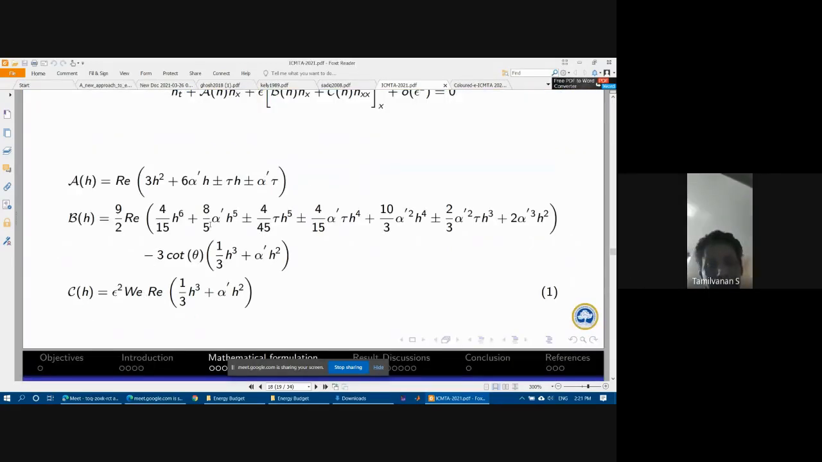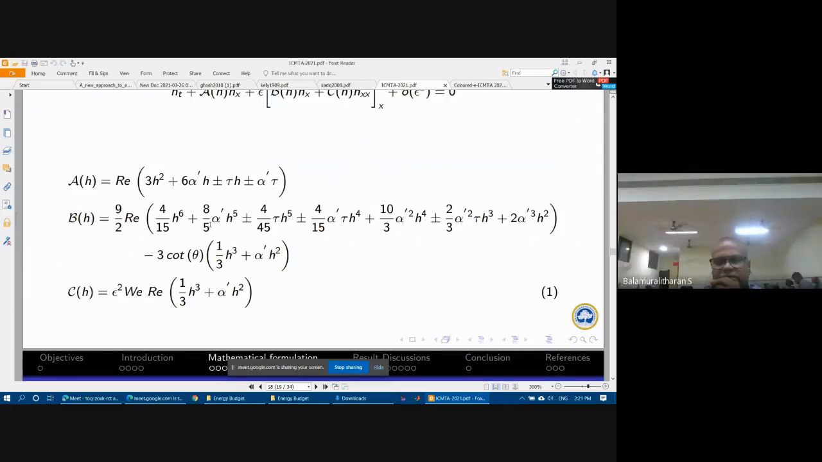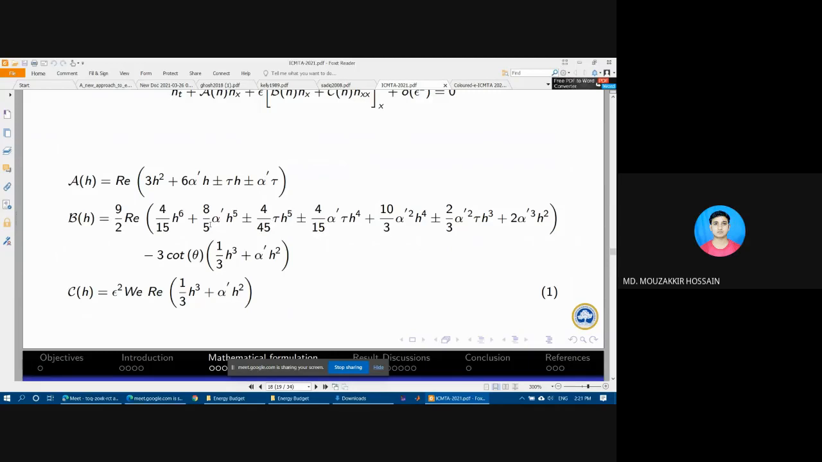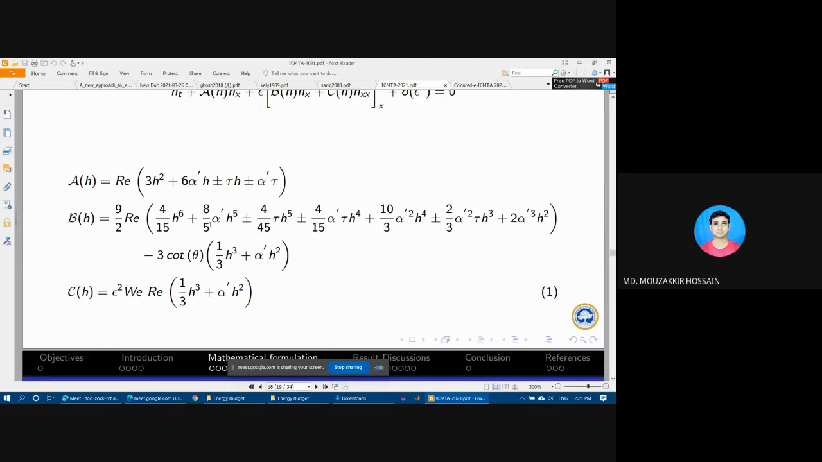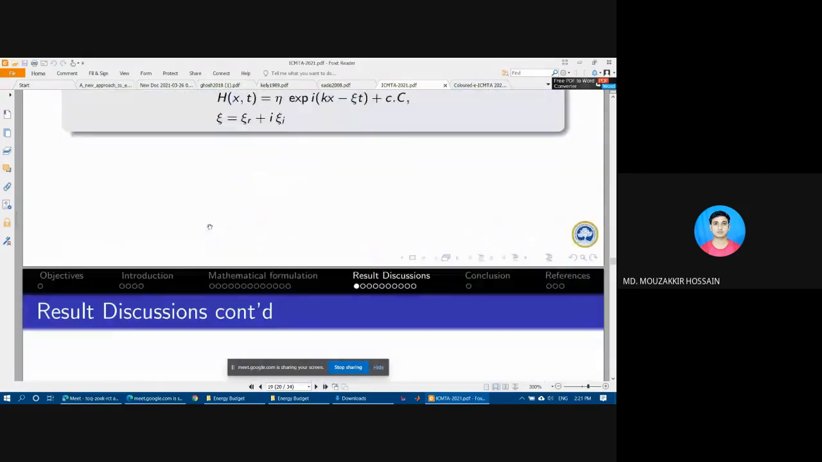Are there any techniques, any technique names? Yes, sir, this is the Landau scaling, the Landau method.